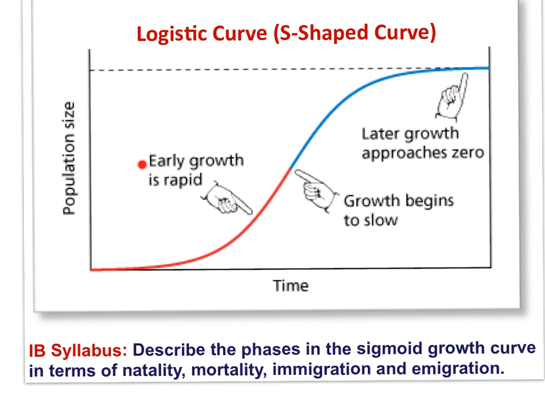But as the population reaches a certain size, the growth rate begins to slow. The rate of natality declines, or the rate of mortality increases, or both. When the population reaches the maximum size that the environment can support, rates of natality and mortality are approximately equal. Population growth is negligible. The population size is likely to oscillate around carrying capacity.